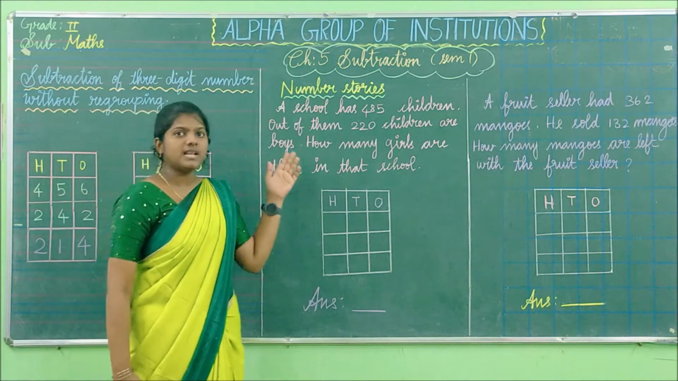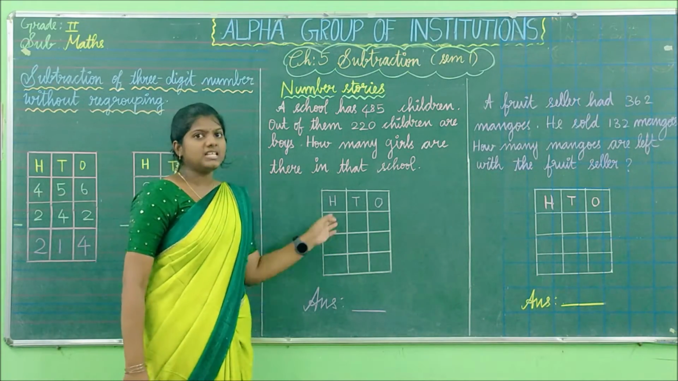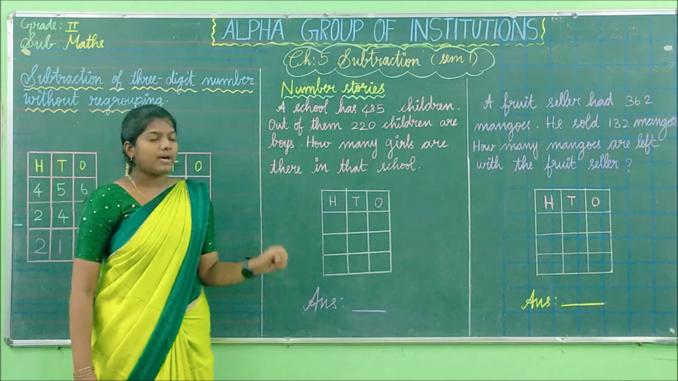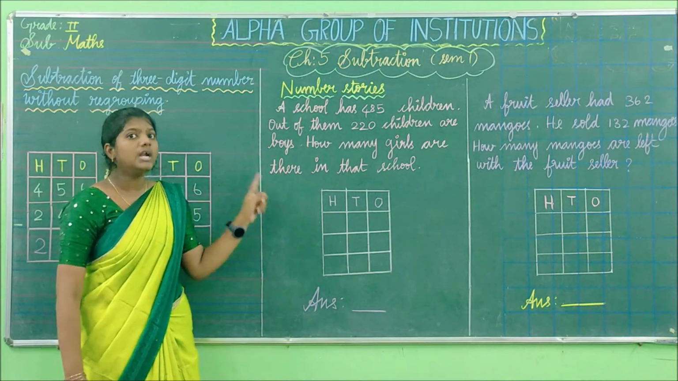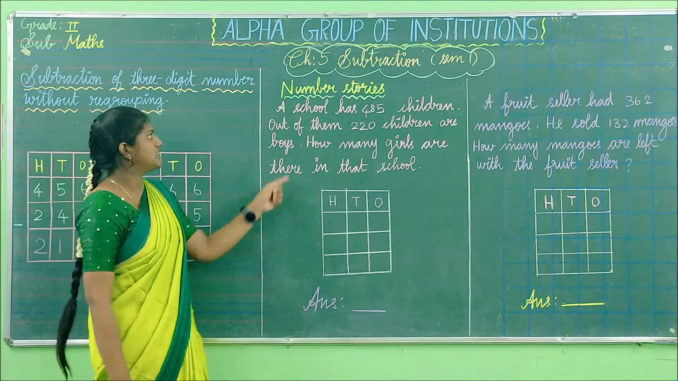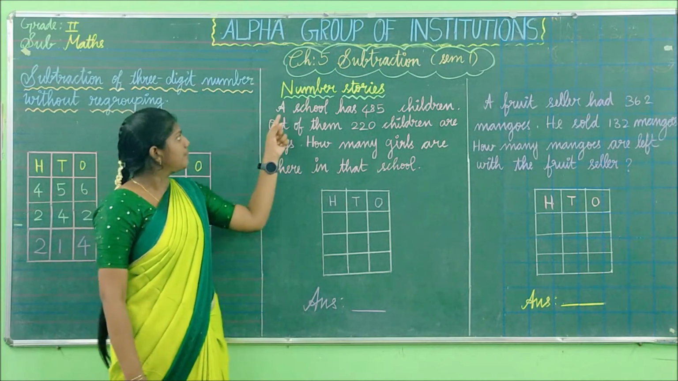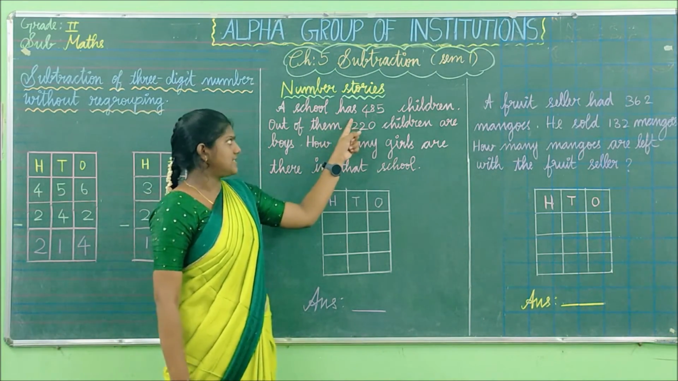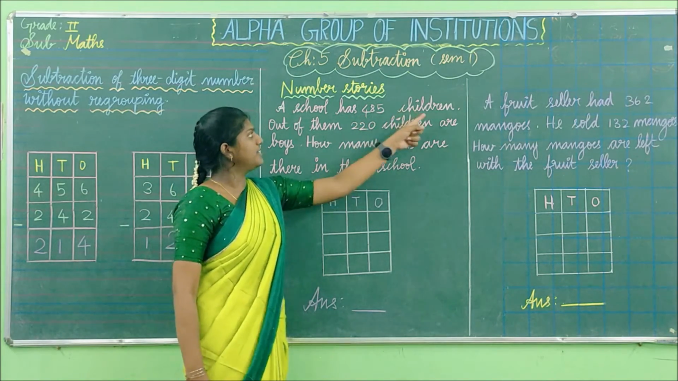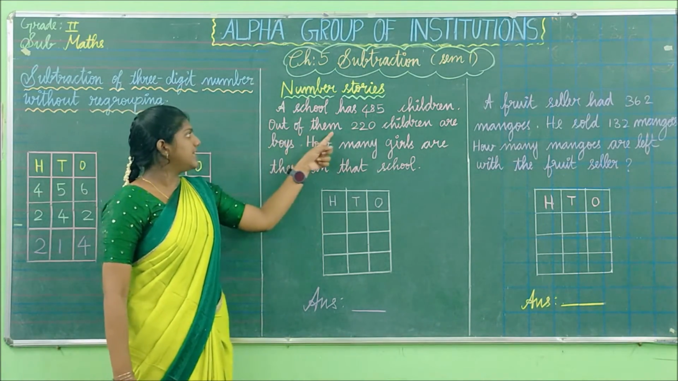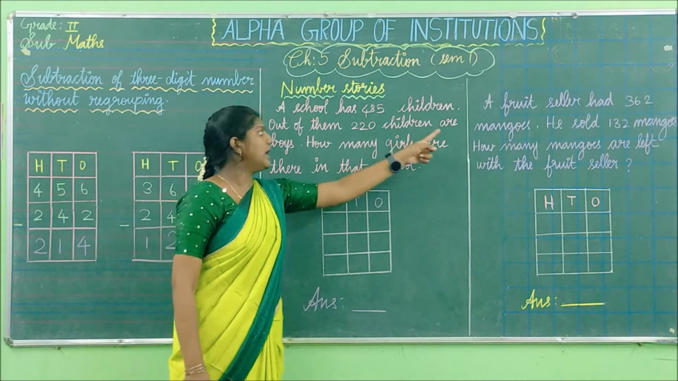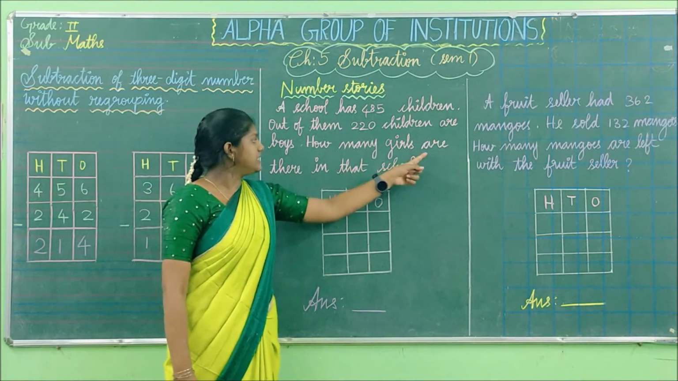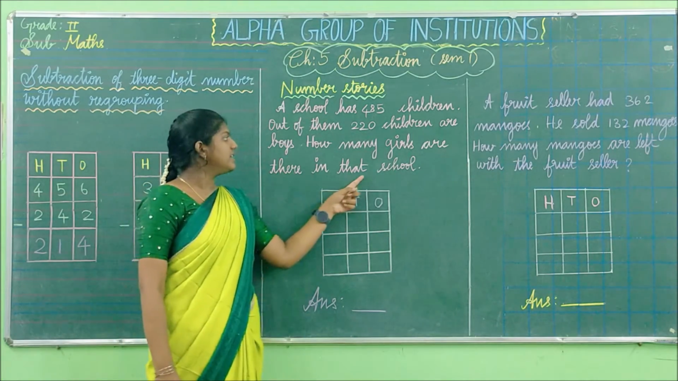Next we are going to see number story for 3-digit number. First we saw number story for 2-digit number. Now we are going to see for 3-digit numbers. Okay, read the story with me. A school has 485 children. Out of them, 220 children are boys. How many girls are there in that school?